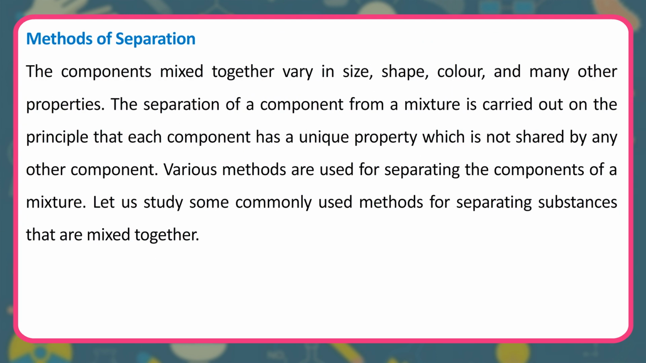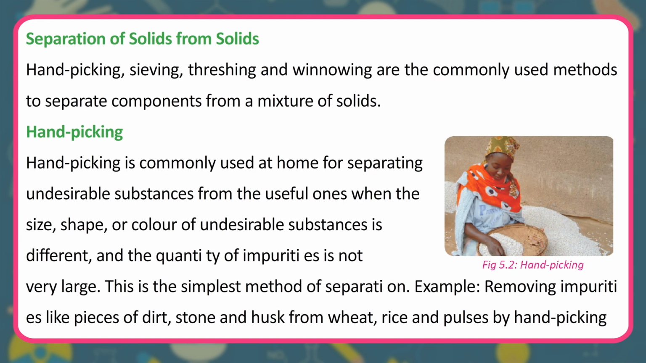Methods of separation. The components mixed together vary in size, shape, color, and many other properties. The separation of a component from a mixture is carried out on the principle that each component has a unique property which is not shared by any other component. Various methods are used for separating the components of a mixture. Let us study some commonly used methods for separating substances that are mixed together. Separation of solids from solids. Hand picking, sieving, threshing and winnowing are the commonly used methods to separate components from a mixture of solids.